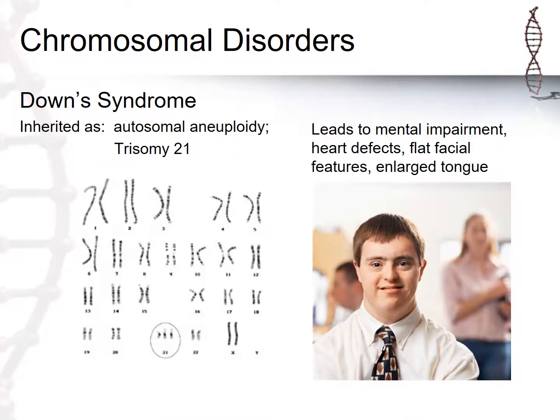One probably very common that you are aware of is Down syndrome. It is trisomy 21, the 21st chromosome. There are 3 copies of it. You could have 3 full copies, or you could have 2.5, but you have extra of the 21st chromosome. It leads to mental impairment, heart defects, flat facial features, and an enlarged tongue. Here's an image of an individual with Down syndrome. You may be able to connect that to somebody you know in your life.